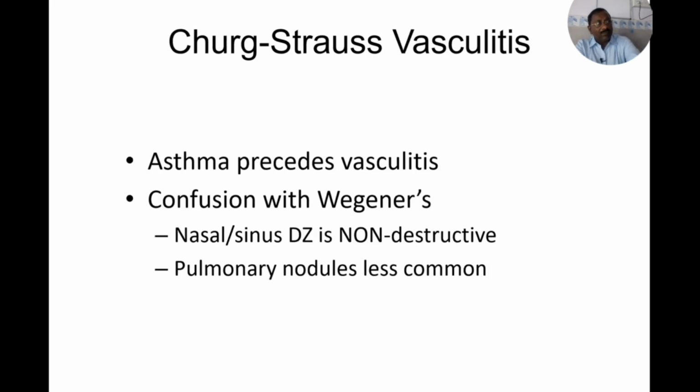Asthma precedes the vasculitis in most of the cases. Confusion with Wegener's: nasal or sinus involvement is non-destructive, and pulmonary nodules are less common. So these two are very peculiar differentiating points between Churg-Strauss vasculitis and Wegener's granulomatosis. In Wegener's granulomatosis, there will be pulmonary nodules.